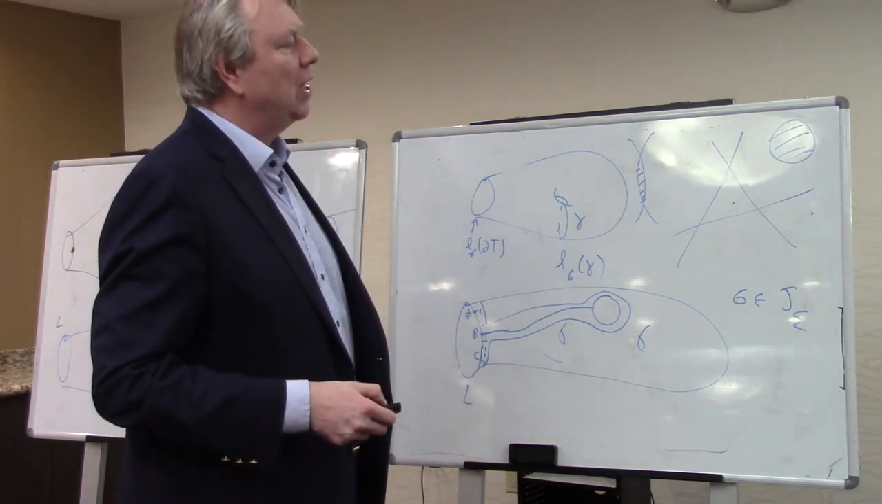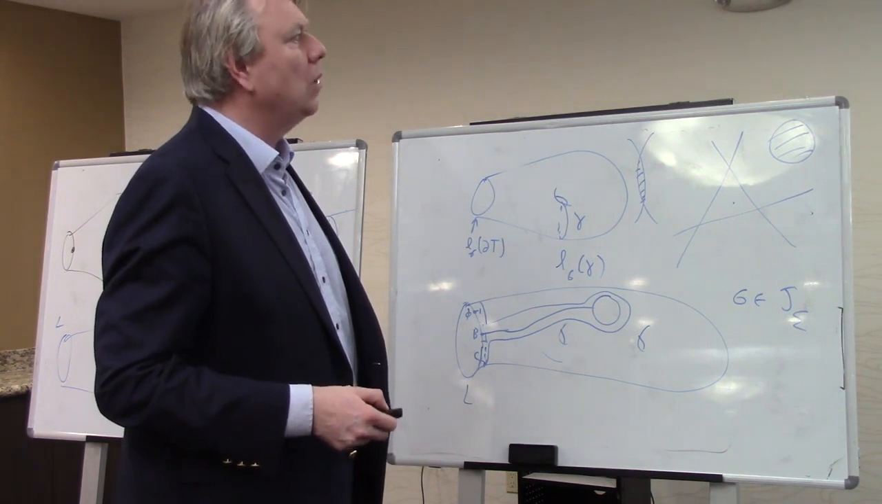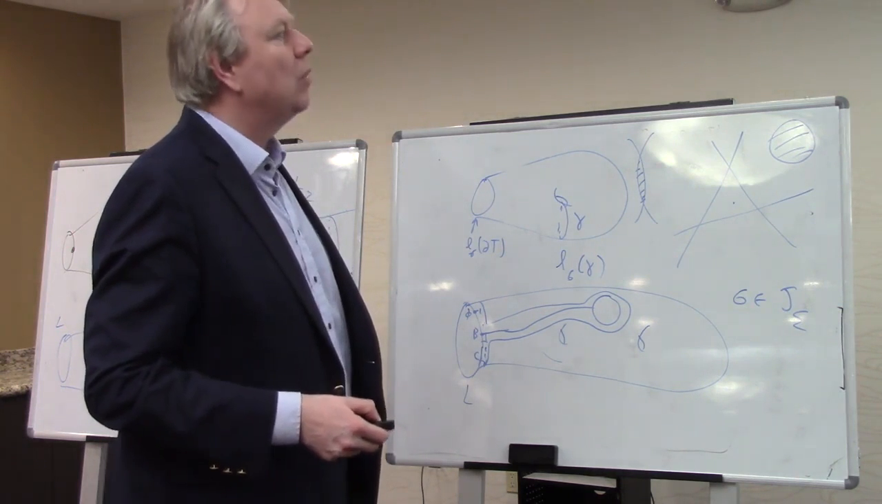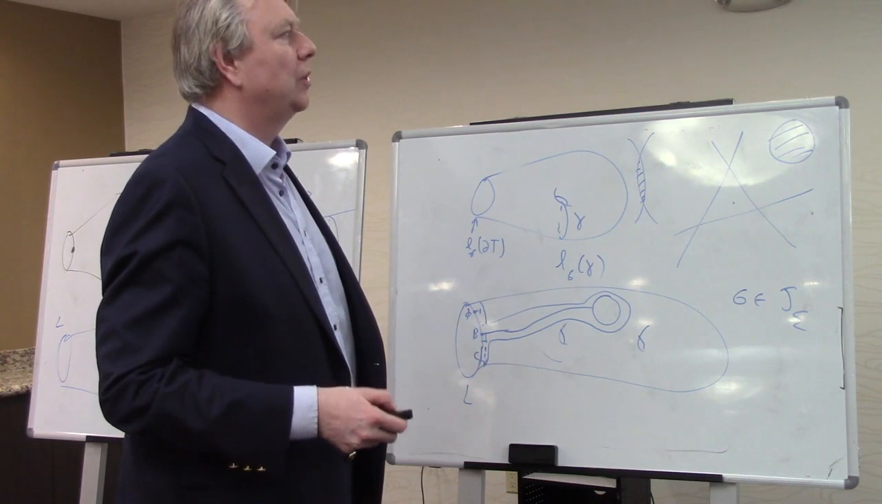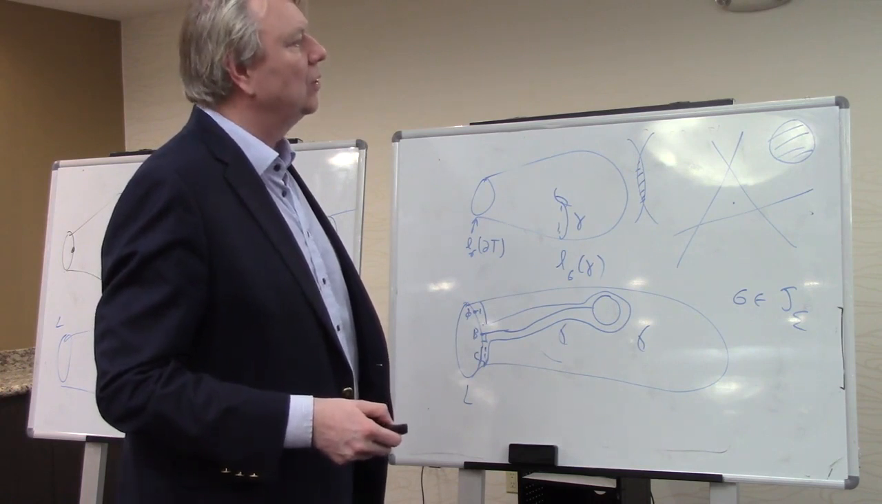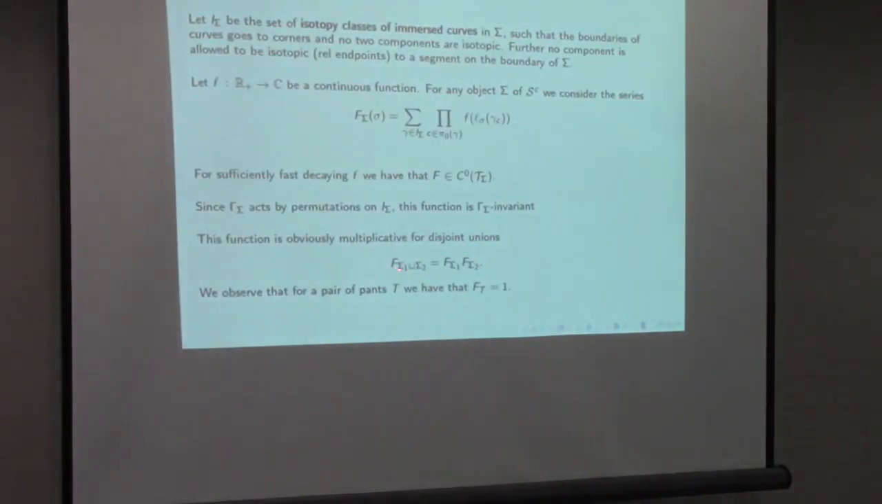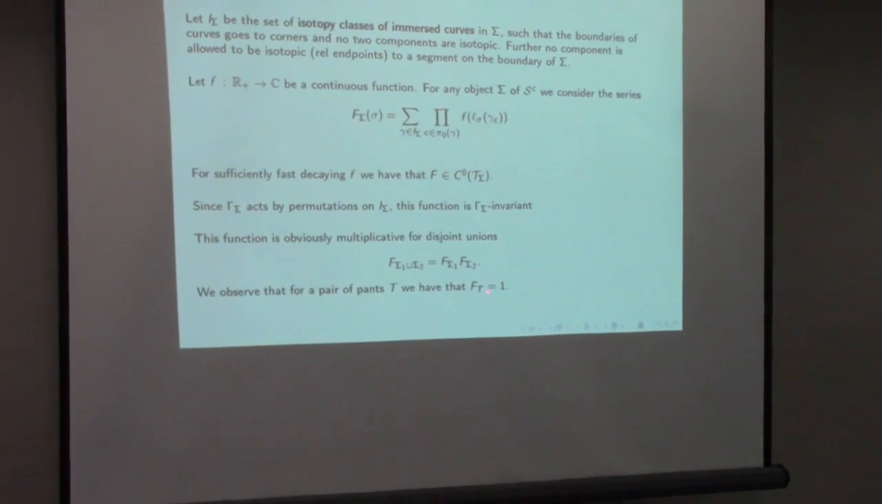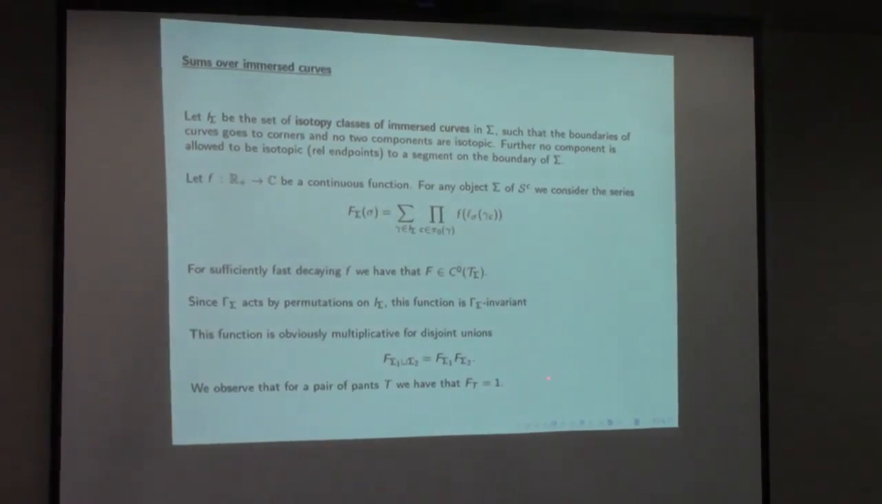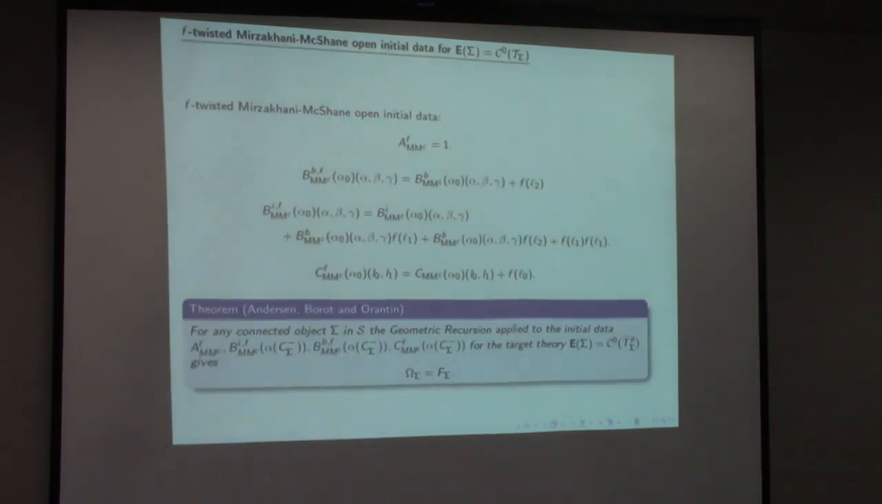And for sufficiently fast decaying f, now there's a little bit more constraint on f, but still, one gets that this is an absolutely convergent sum, gets a nice continuous function on Teichmüller space, and it's mapping class group invariant because these are just permuted again by the mapping class group. For disconnected surfaces, we multiply them together, and for a triangle, we just take the function 1. Okay, good. So now, here is the complete analog of what I did in the closed case with the F-twisting.